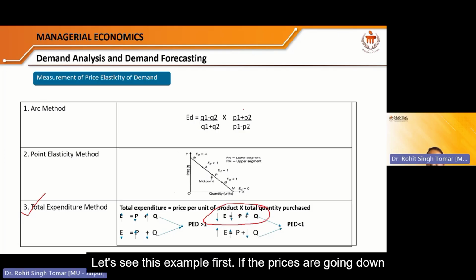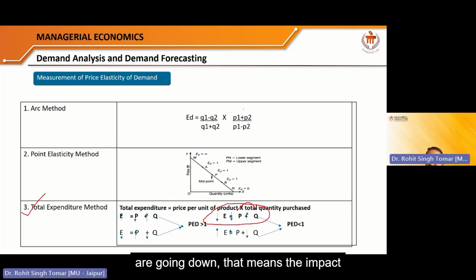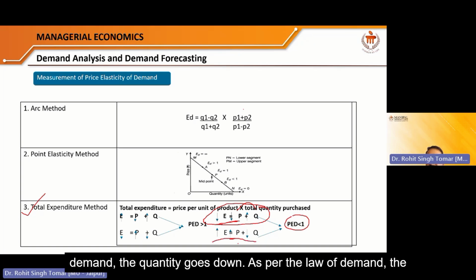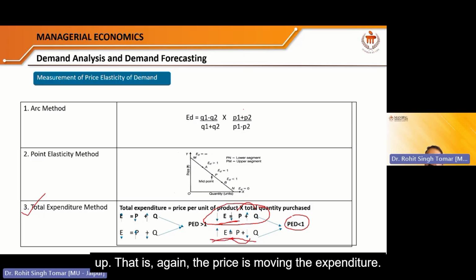If the prices are going down and the quantity is going up as per the law of demand, and expenditure is going down, that means the impact of the price is more on the expenditure. Price, which is the denominator in the formula, is influencing the expenditure, and therefore the elasticity is less than 1. Similarly, take another example: if the price goes up, and as per the law of demand the quantity goes down, and the expenditure goes up, again the price is moving the expenditure.